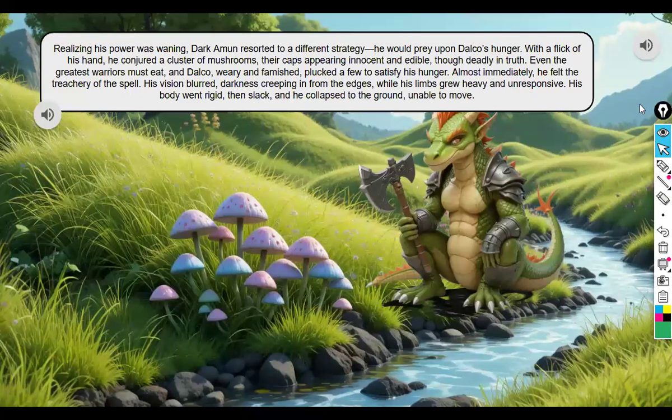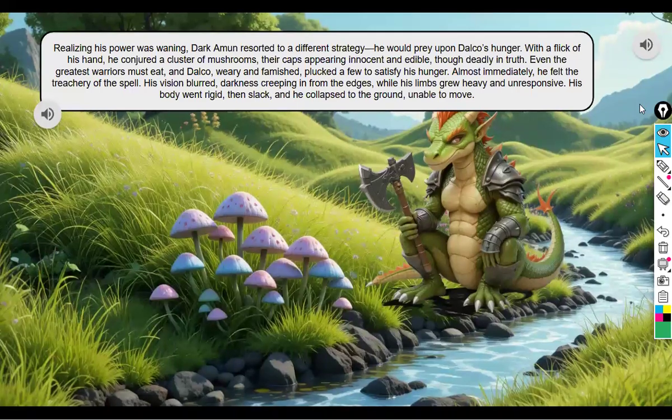All right. So Darkamon is desperate now, right? Remember, Dalko defeated some of his warriors. Let's see where this goes.